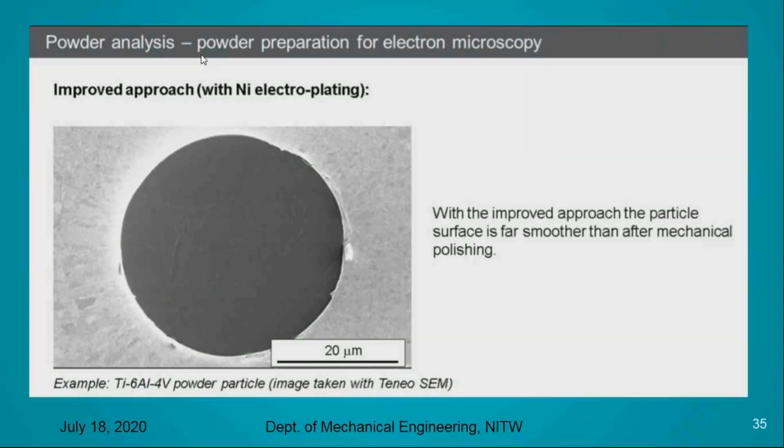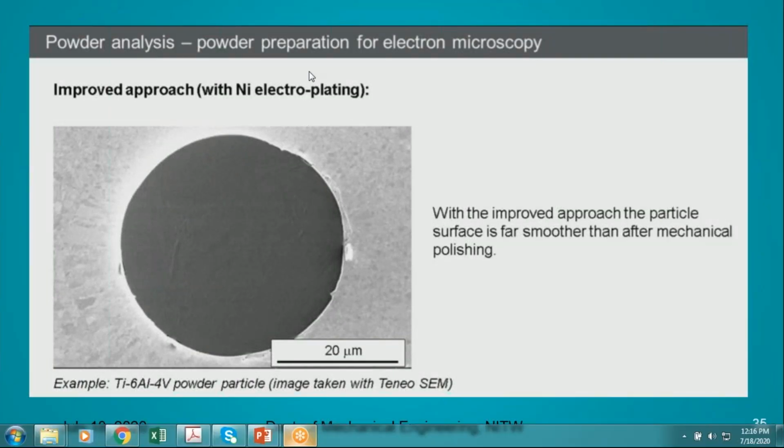And you can see this is how we analyze after the electroplating of the powder particles, which gives us an improved surface finish of the powder particles. A very sharp, smoother surface finish can be obtained by mechanical polishing.